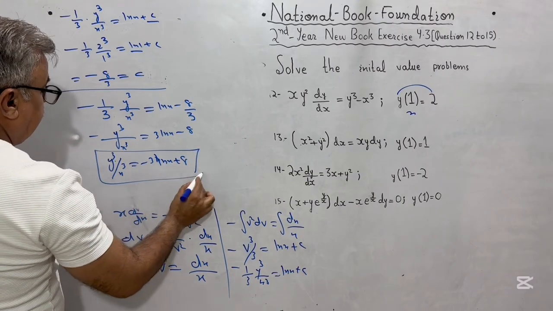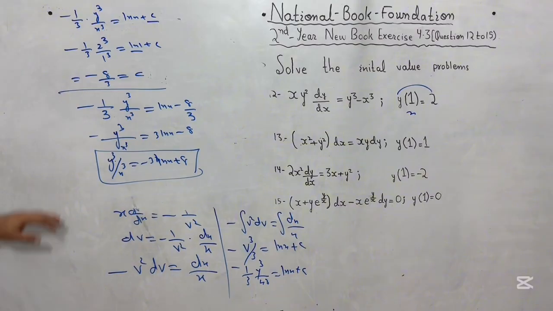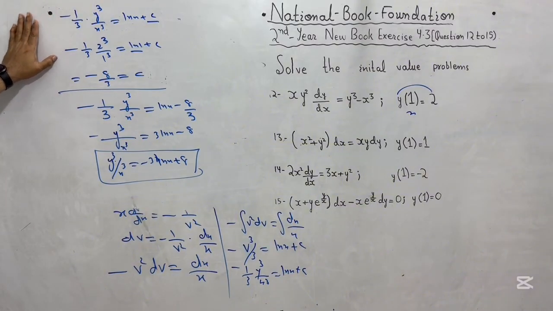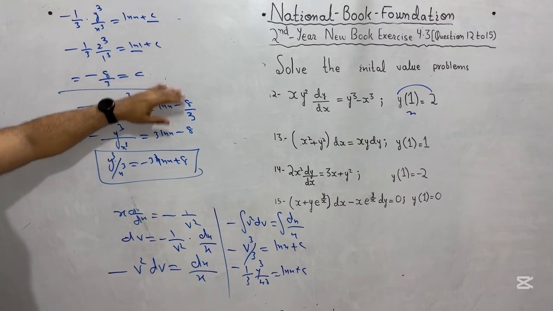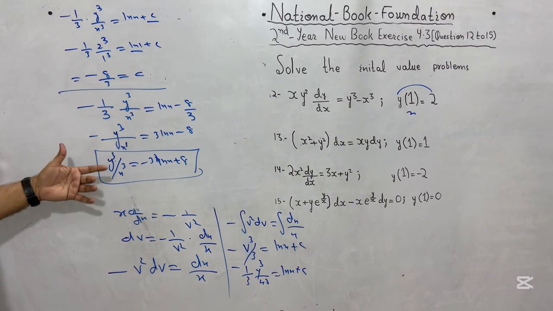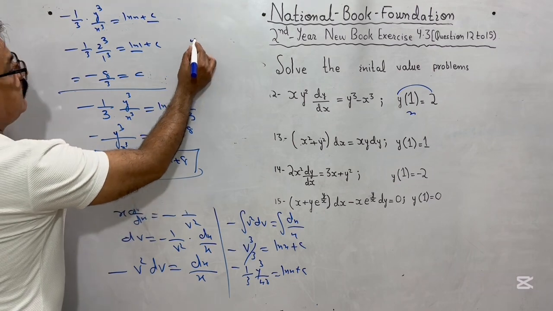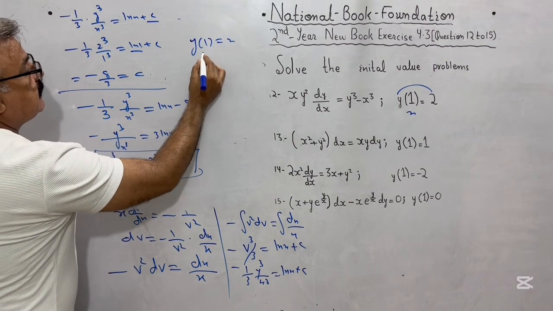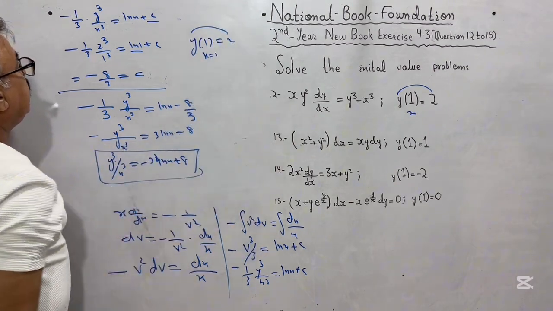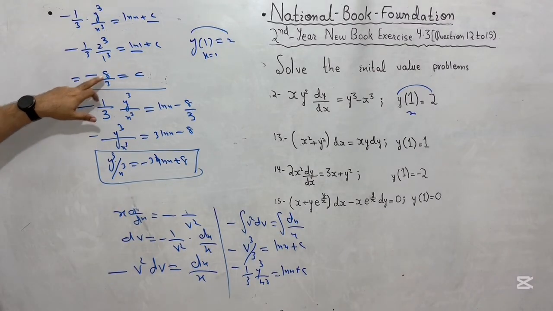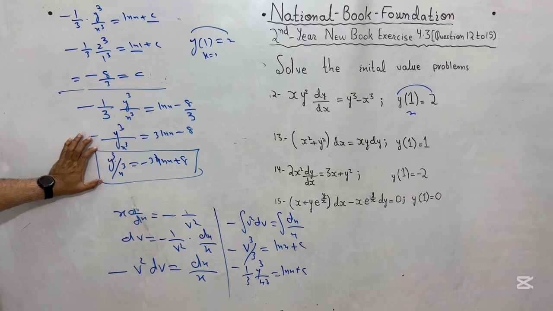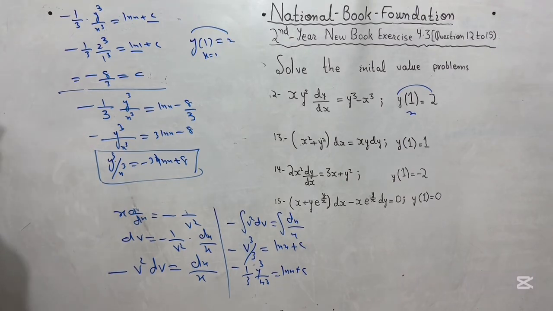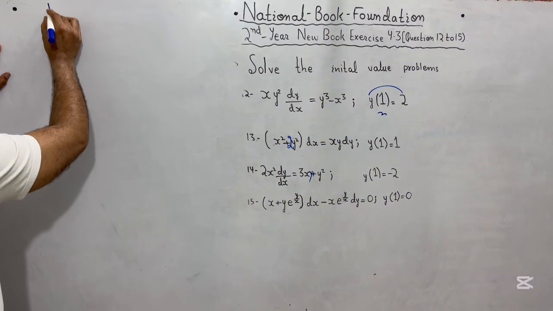Leave it here or take them to any other side. If that is the solution, this is known as the general solution because the value of c is not determinate, it's indefinite. If we utilize the initial condition, given y of 1 is equal to 2, that is x is equal to 1 and y is equal to 2, and we determine the value of c and put it here, it is going to be our particular solution.